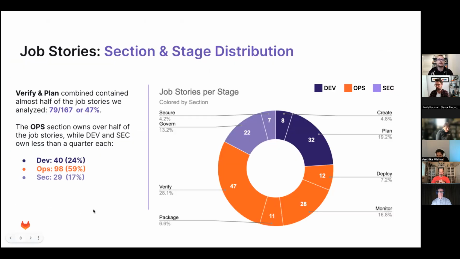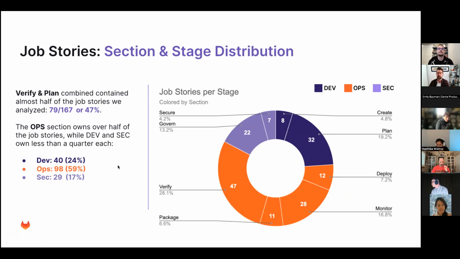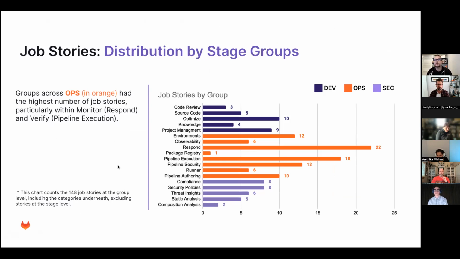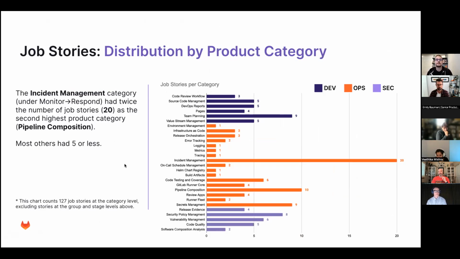So what we have is different stages have different amounts of job stories, and different stage groups. Some have a lot, some have one or two. And even within product categories, some have 20, some have one. So it's interesting to just see what we've got so far. This was counting 127 job stories at the category level.